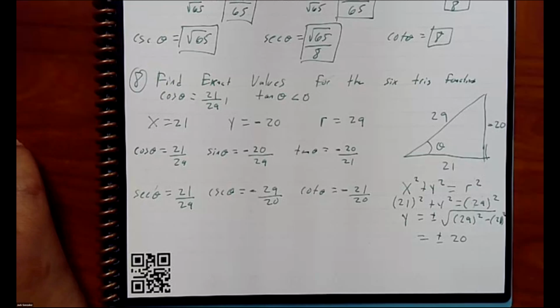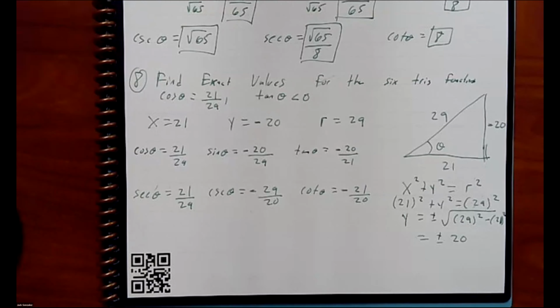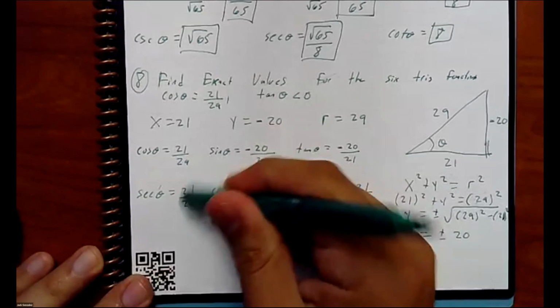You said secant would be 20, would it be 21 over 29 or is it 29 over 21? Secant, I didn't flip it over, did I?